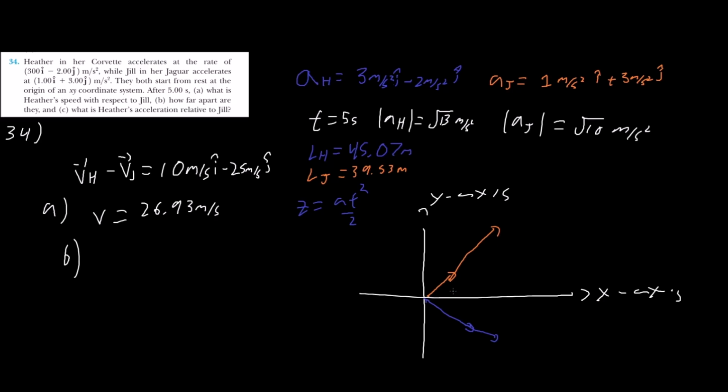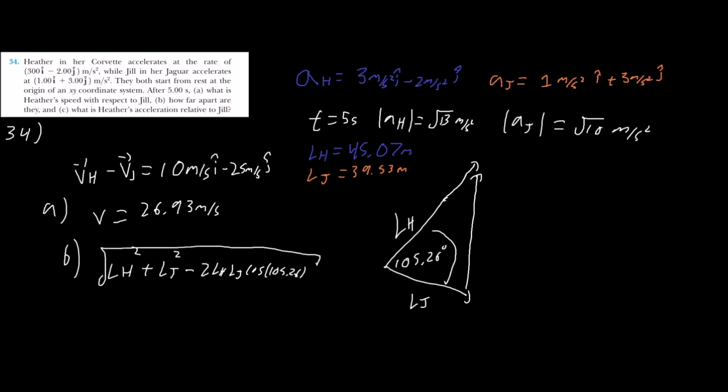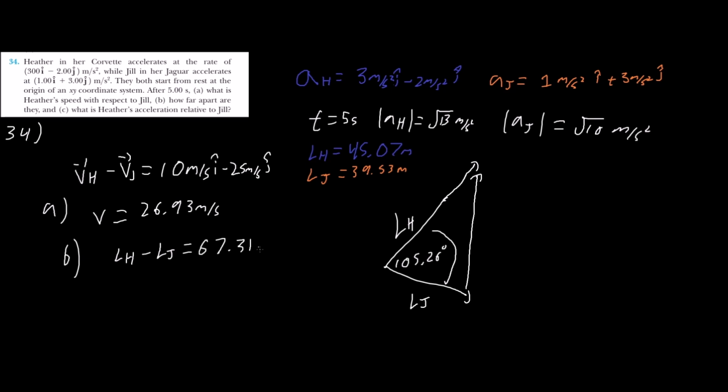In order to get the distance apart, I'm going to do a little trick here. Since I am way too lazy to redraw this and it's getting late, I decided to just use the law of cosines. The distance between Heather and Jill is going to be 67.3.